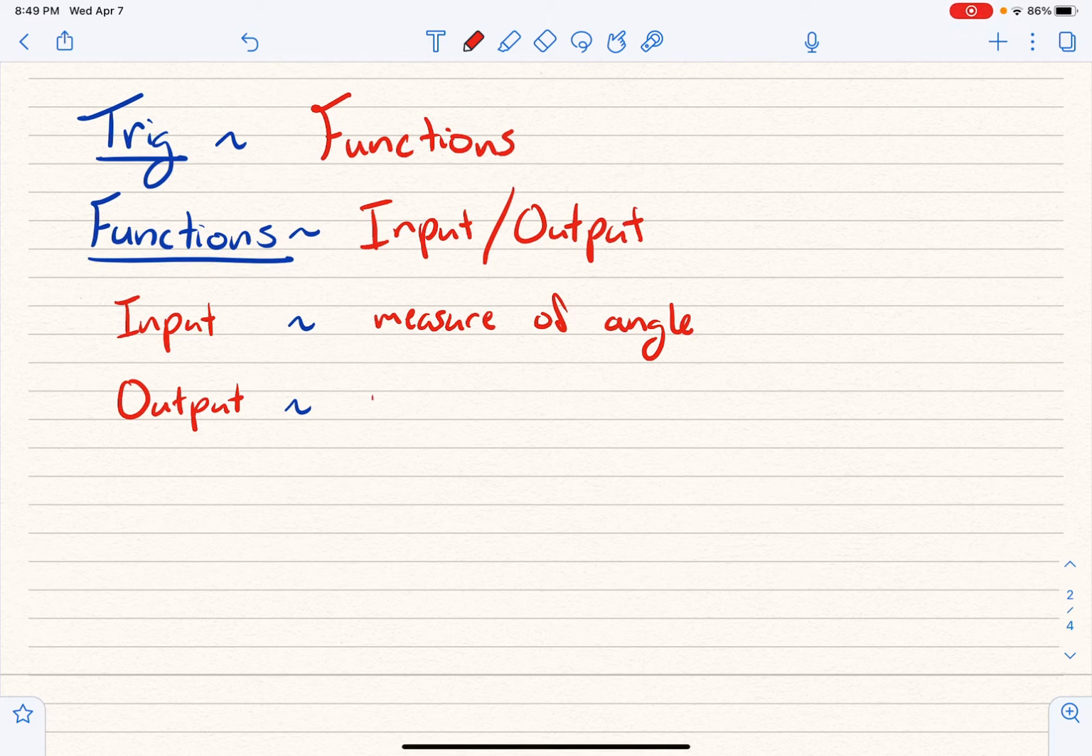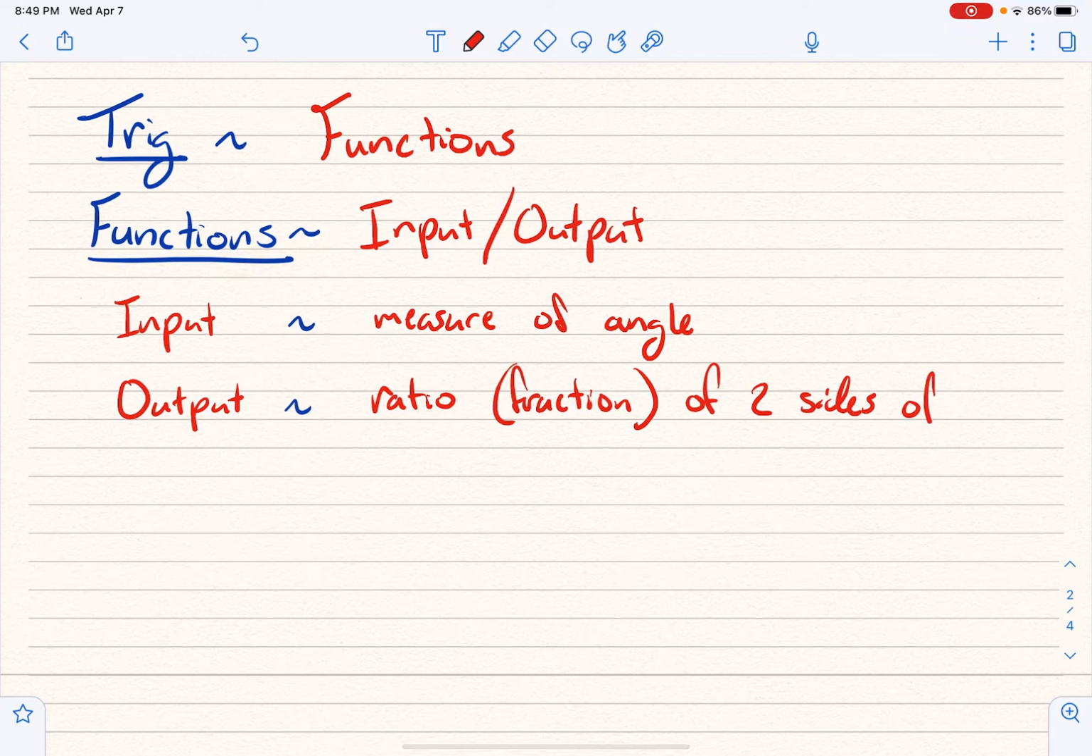was always the ratio, or fraction, is really how we want to think about it, of two sides of a right triangle. Two sides of a right triangle. So every time we have a trig function, no matter what trig function it is, it should be immediately followed with the measure of an angle, because that is the input. And then there's going to be an equal sign. And on the output, there will always be a fraction, and that fraction will be two sides of a right triangle.